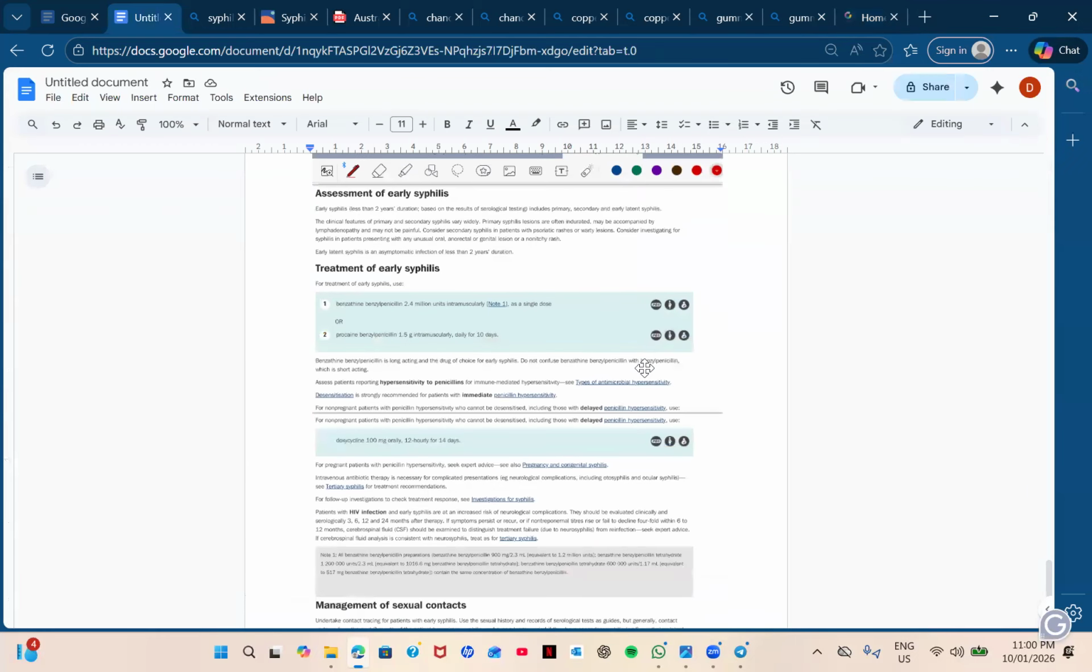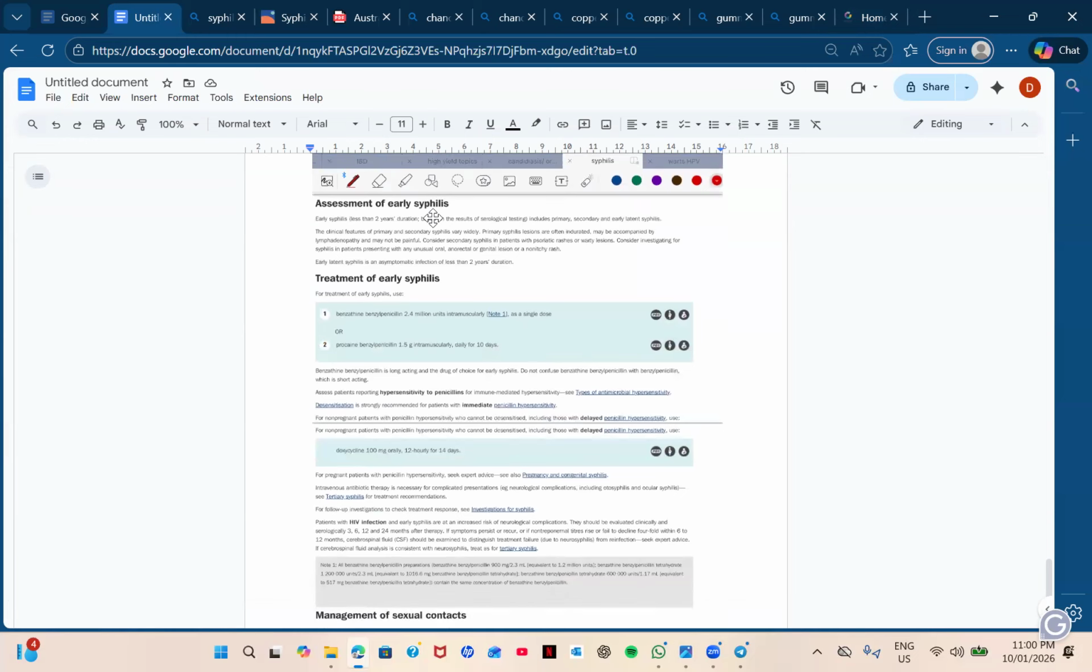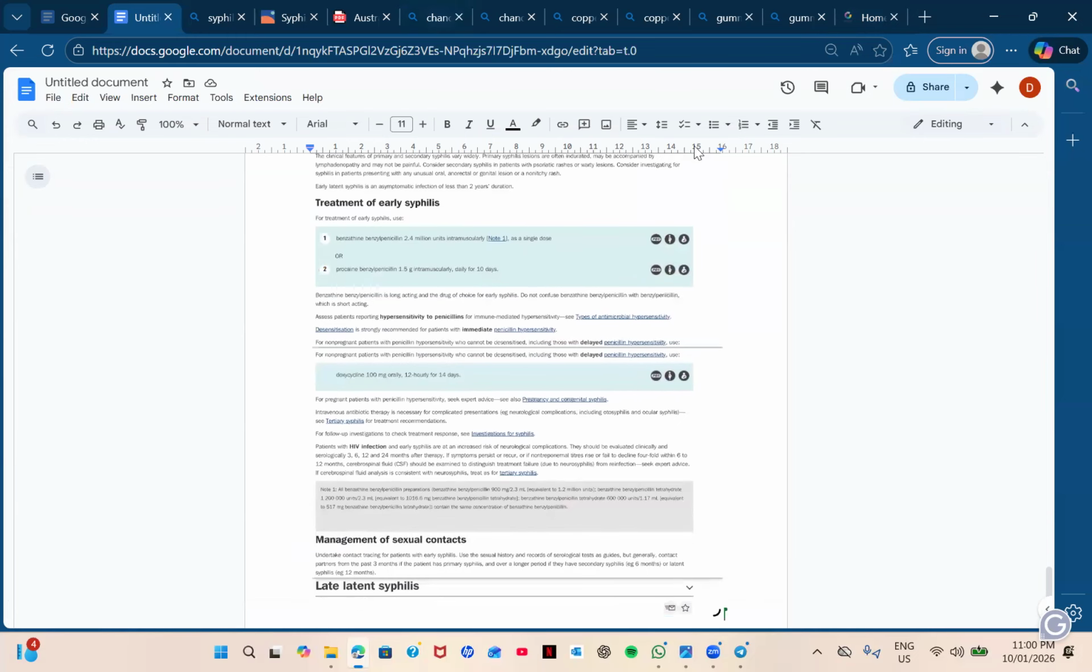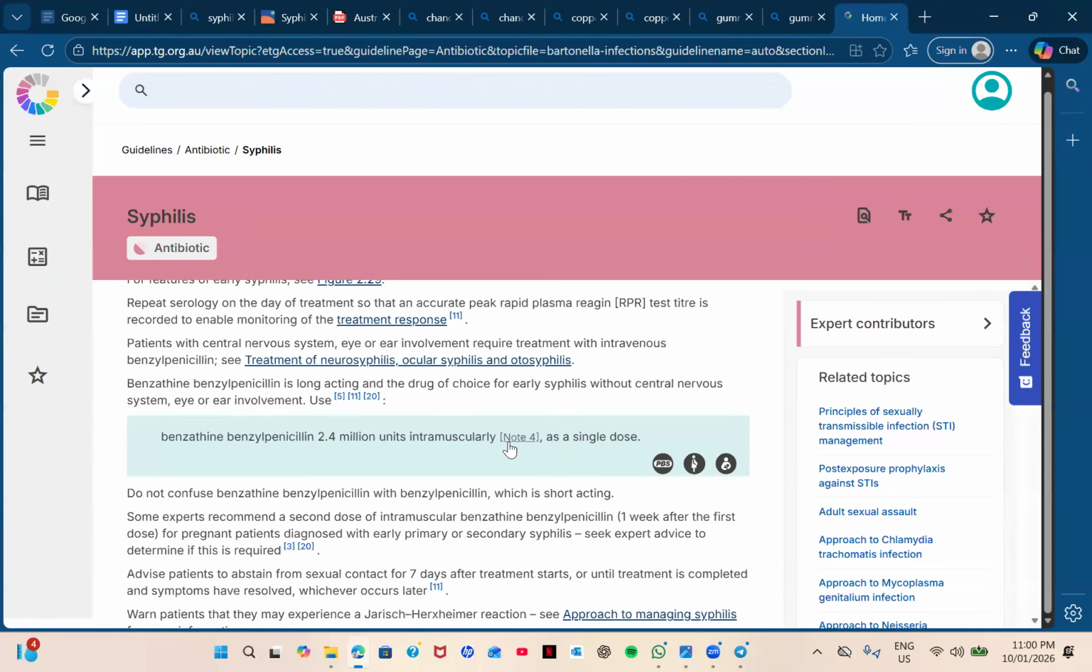Here you can see benzathine penicillin or procaine benzyl penicillin. I got this from my note. Okay, yeah, so please don't follow it. We have to follow this one.